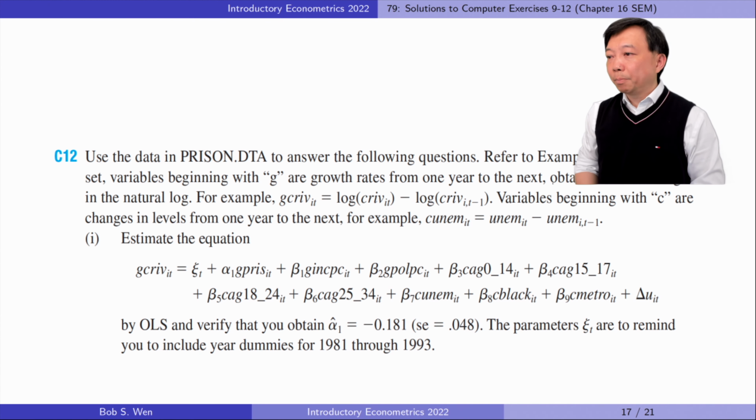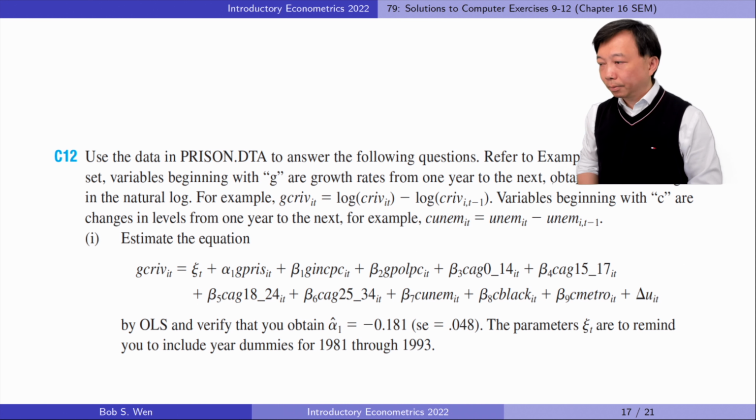Let's solve the last computer exercise for this chapter. Refer to example 16.8. In the dataset, variables beginning with G are growth rates from one year to the next, obtained as the changes in the natural log. Variables beginning with C are changes in levels from one year to the next.